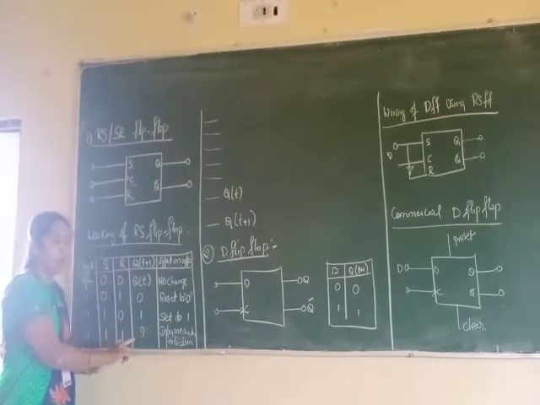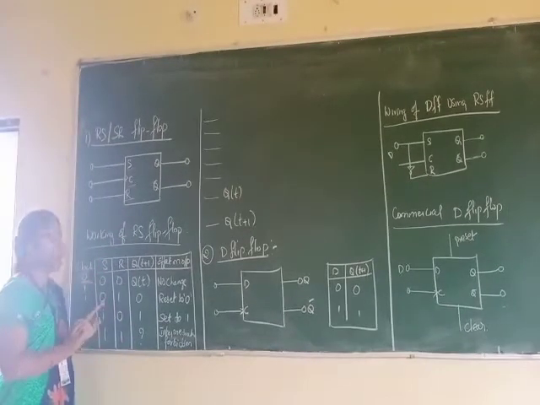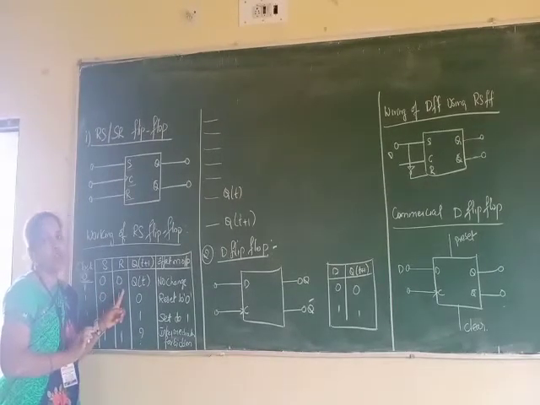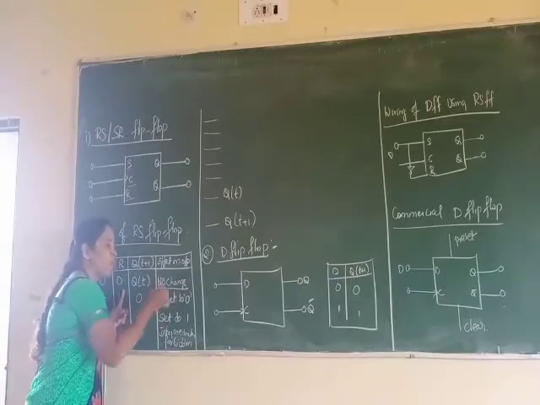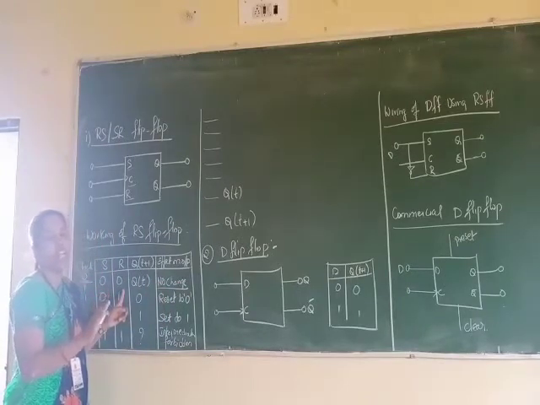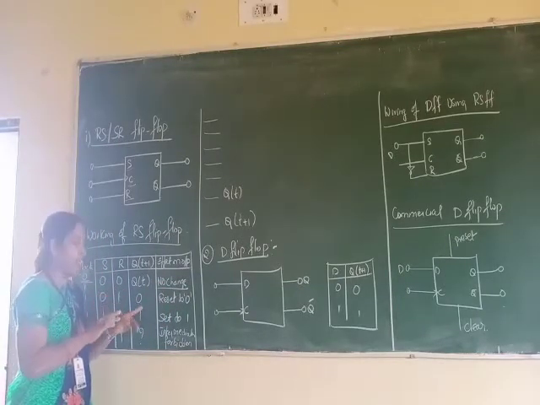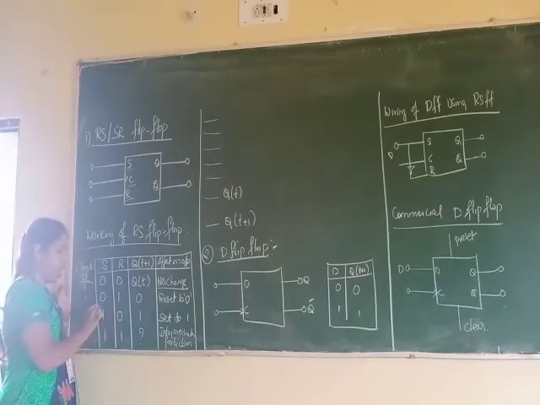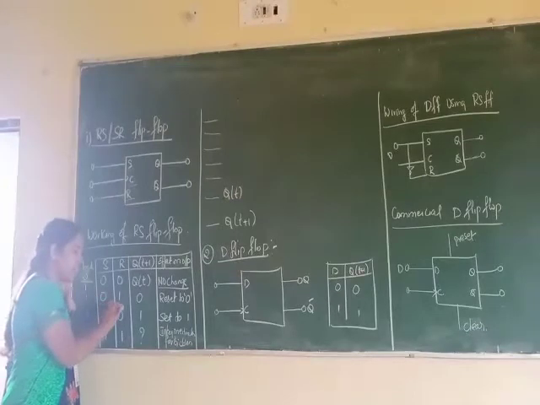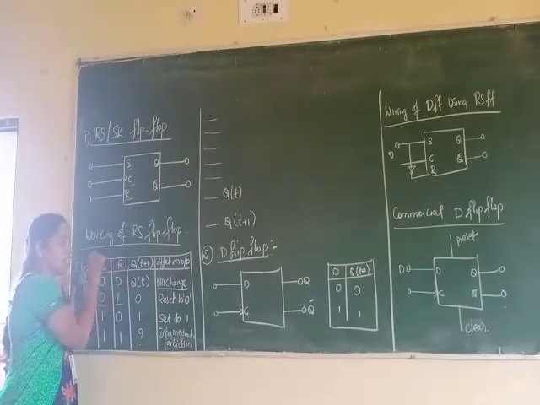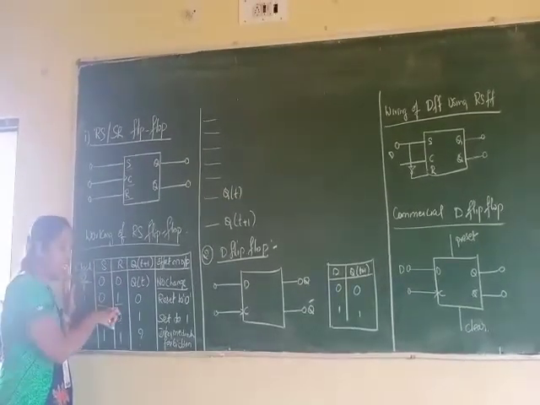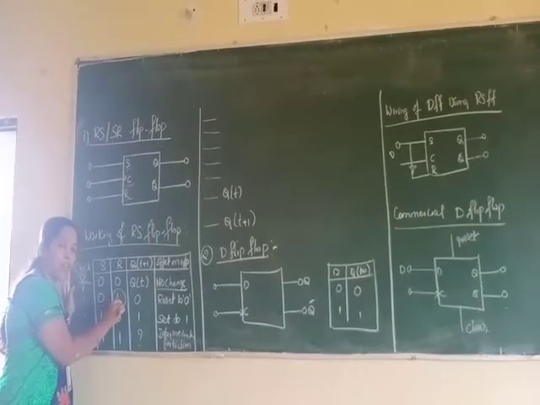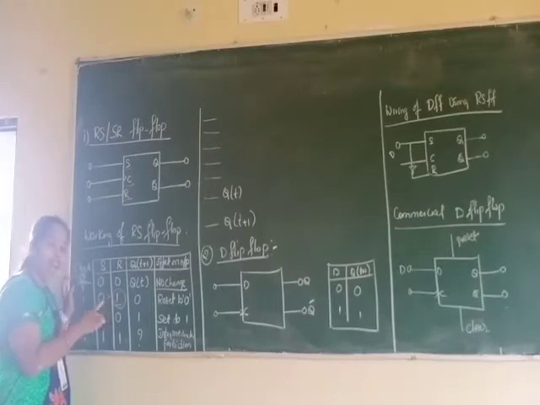From this table you are going to write the theory points. First case: when S is equal to 0 and R is equal to 0, the effect on the output is no change. It is not going to change anything, that's why it is no change output. Second case: if S is equal to 0 and R is equal to 1, R is nothing but reset. In the second case, the reset state is activated.